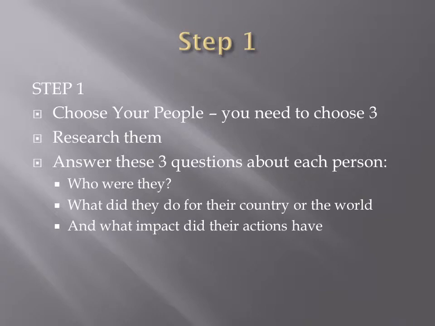So, step 1, you need to choose your people. You'll have a list to choose from. I'm going to go over that in a minute. You need to choose 3 people, research them. And you need to answer these 3 questions about each person. If you do this, it will make doing the charts much easier. So you need to know who the people were, what did they do for their country or the world, and then you need to understand what impact their actions had. So that's step 1. Choose your 3 people, research them, answer these 3 questions about them.